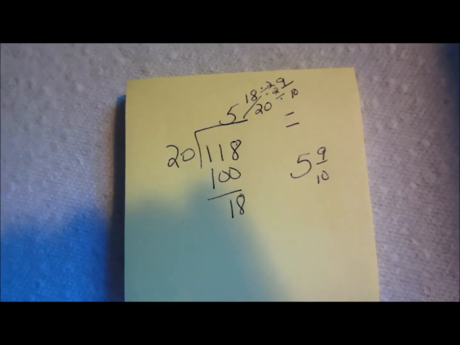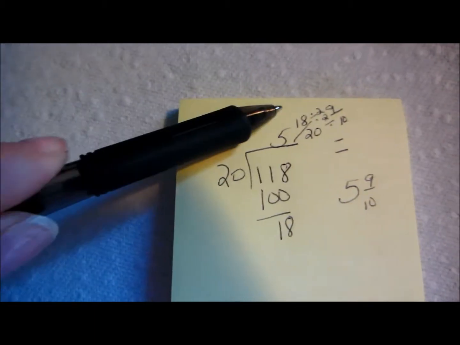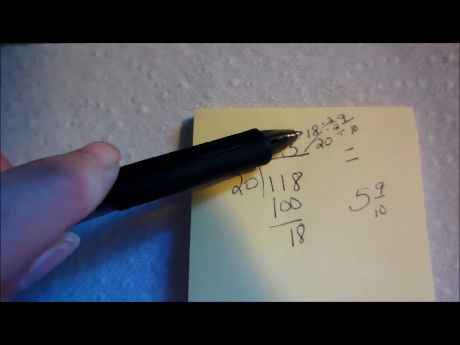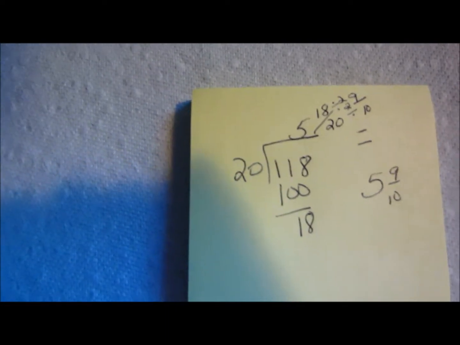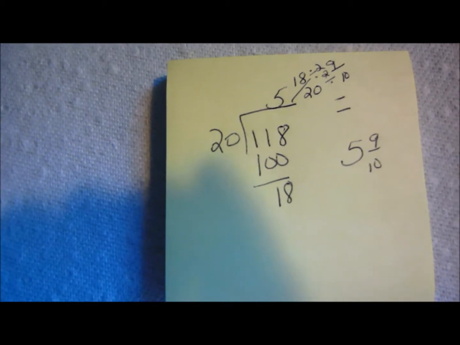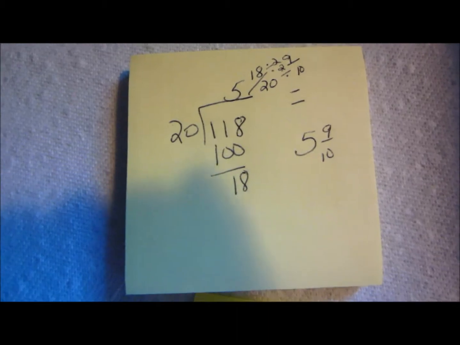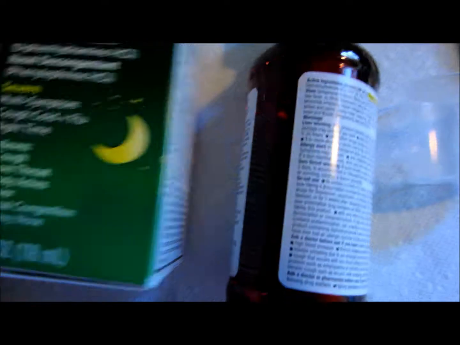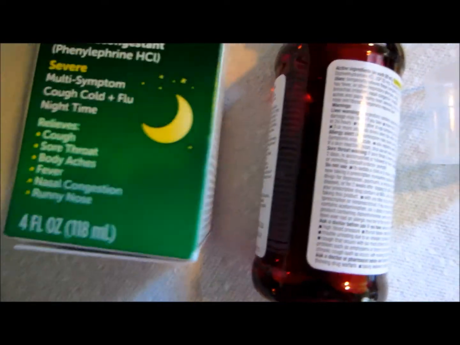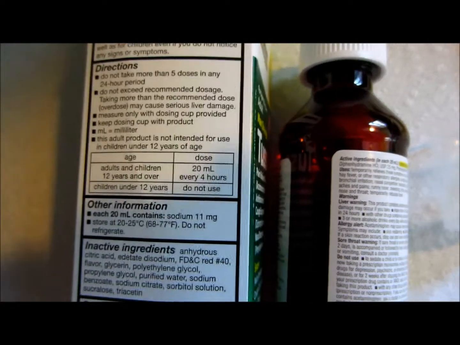5 doses at 20 milliliters. The final dose in the bottle, not even a complete dose, 18 of 20. So in a way, I get 5 full doses and then a fraction of a dose at the end. A little frustrating, right? It's not like I made this up. The bottle was sold 118, 20 in a dose.